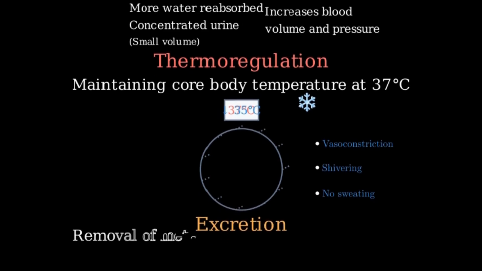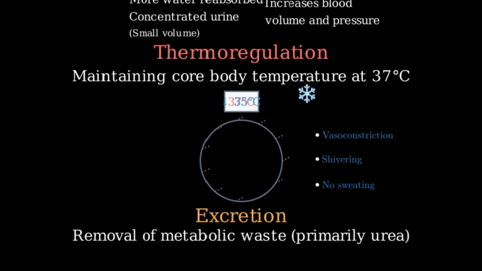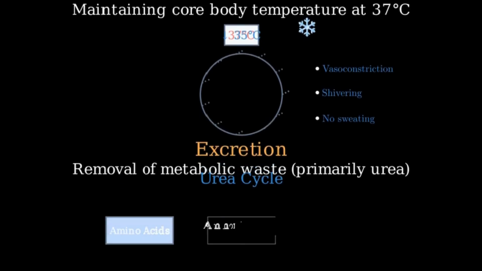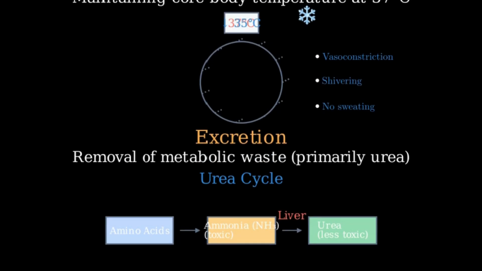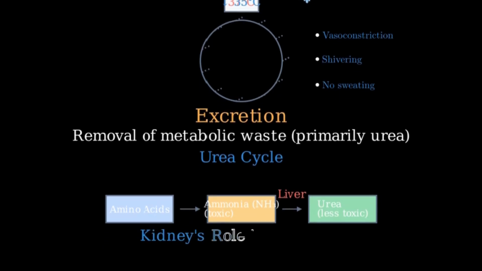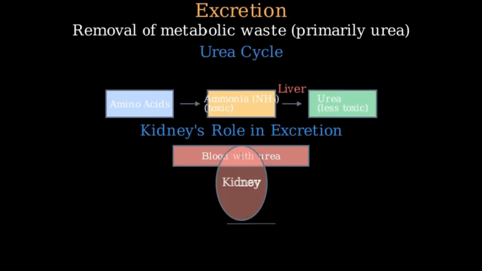Excretion: this is the removal of metabolic waste. The primary nitrogenous waste in humans is urea. The urea cycle: when we break down amino acids, the toxic ammonia produced is converted into the less toxic urea in the liver. Kidneys' role: this urea is then transported via the blood to the kidneys, where it is filtered out and becomes a major component of urine.